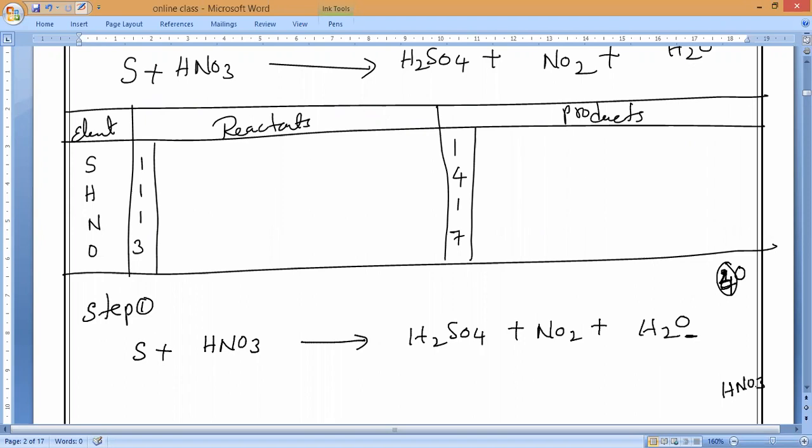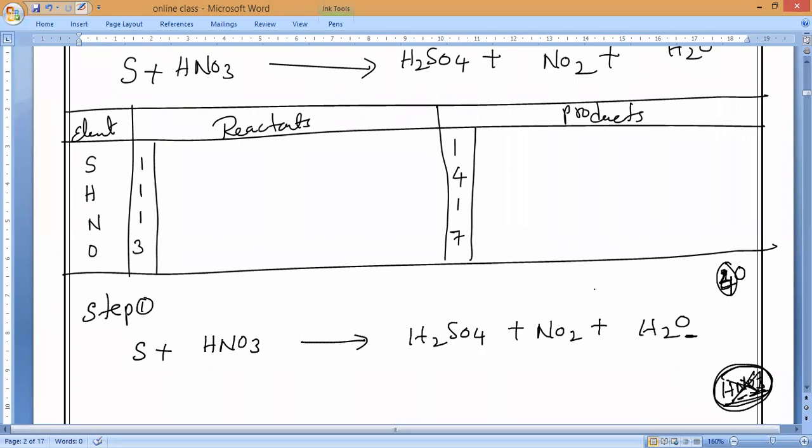So now if I try to balance oxygen, what is happening? Hydrogen and nitrogen will also change. Yes or no, guys? Yes, sir. So be very, very careful while you are balancing. What? Making the number even.